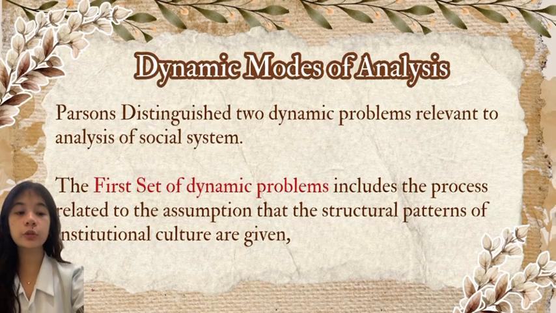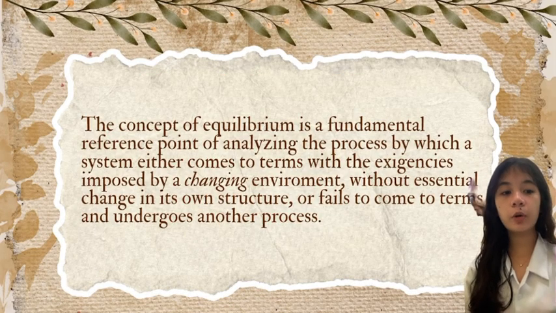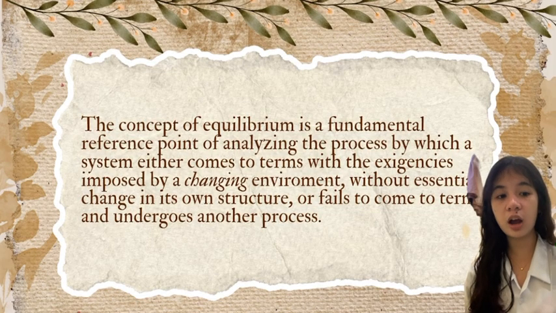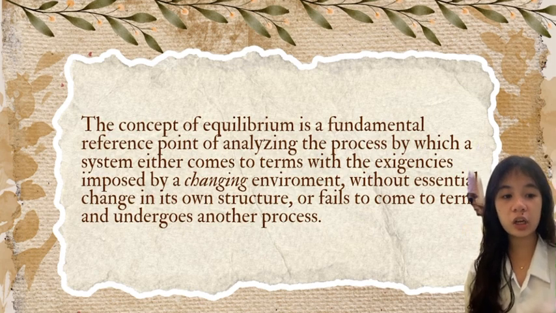So, Parsons distinguished two dynamic problems relevant to the analysis of social systems. The first set of dynamic problems can include just a process related to the assumption that the structural patterns of institutionalized culture are given. So, the concept of equilibrium is a fundamental reference point for analyzing the process by which a system either comes to terms with the exigencies imposed by the changing environment without essential change in its own structure, or fails to come to terms and undergoes another process.